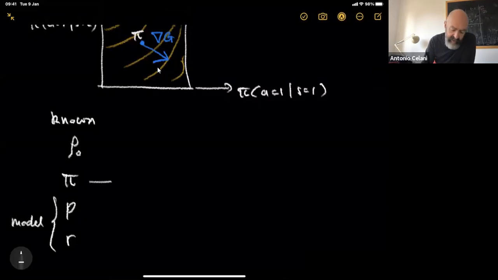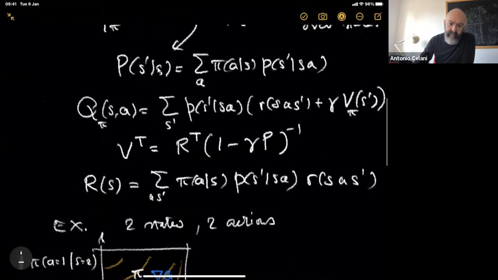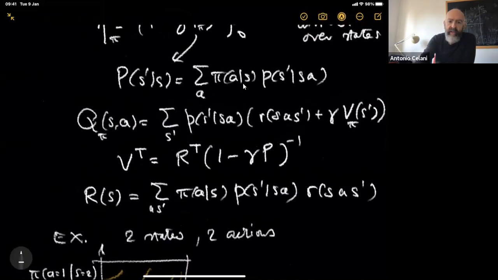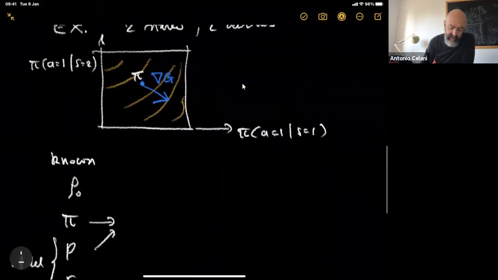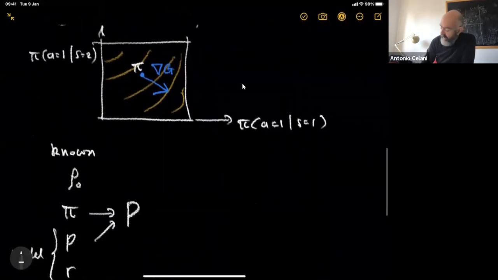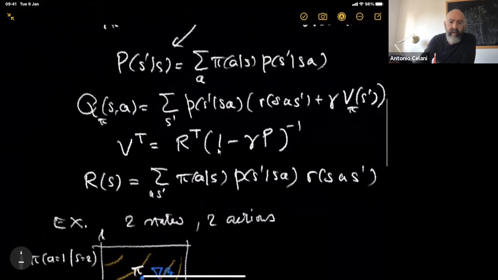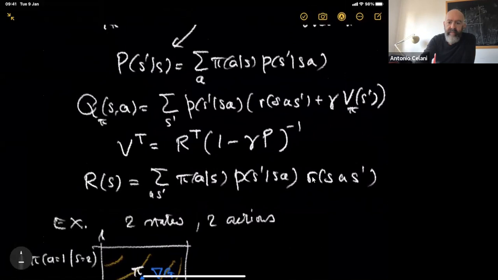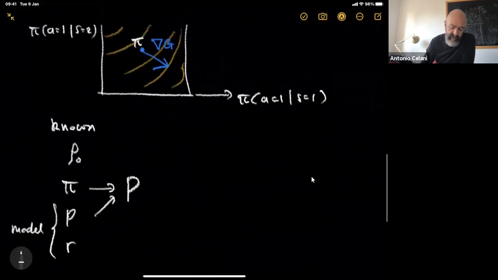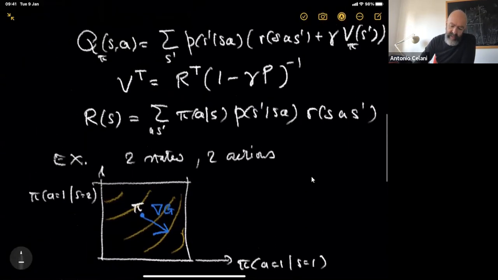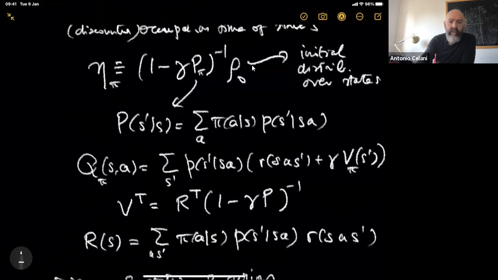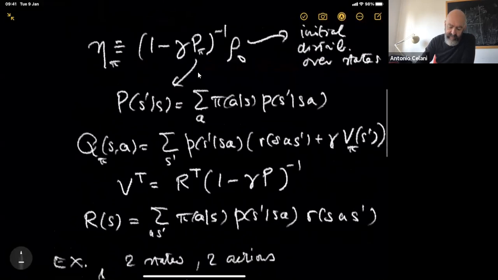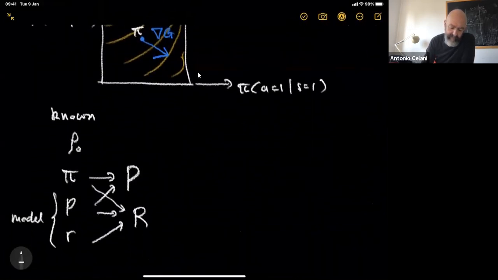Then from this we can construct several things. From pi and p, look at this formula here. Combining a linear combination of pi and p gives me capital P, and a linear combination of pi, p, and r, differently arranged. So I can combine these three together, p, pi, and r, to get my capital R. And then if I combine rho naught with capital P, I can get eta. So how do I get this in practice?